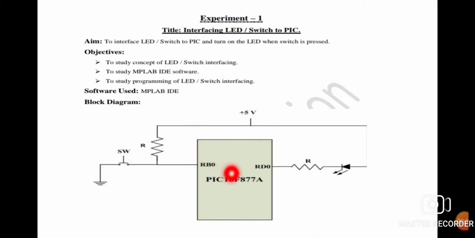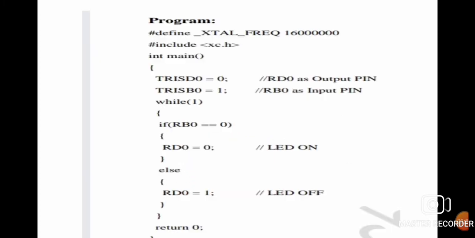So here you just observe the circuit diagram carefully. Here the switch is connected to RB0 and output is taken from RD0, that is port D and port B. The LED is connected to RD0. RD0 acts as an output port whereas RB0 acts as an input port.